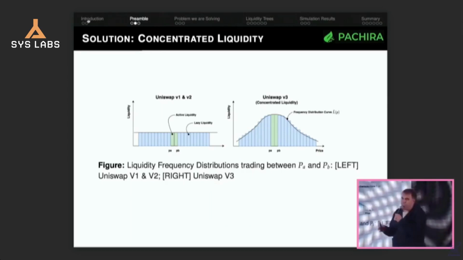So what Uniswap V3 did is they virtually extended the liquidity within that system. And then what results is this bell-shaped curve. It looks like a normal distribution, or just a bell-shaped type distribution, denoted by this frequency distribution curve, which is in fact an estimate for the optimal curve.